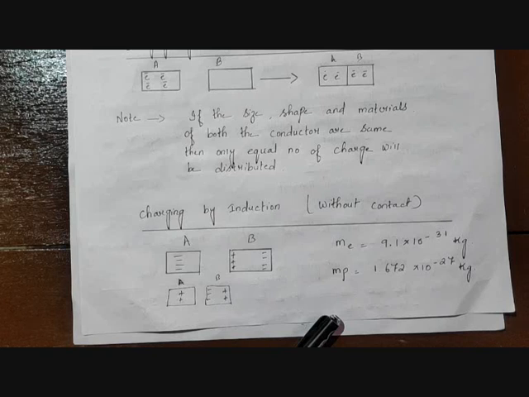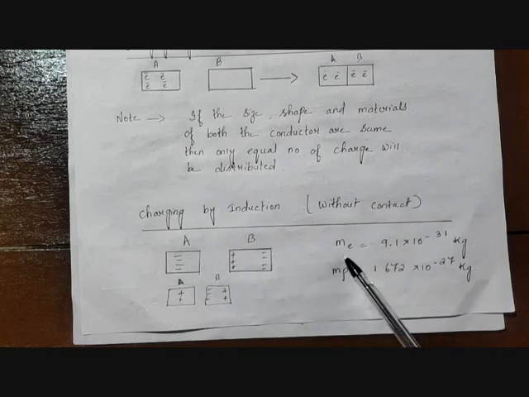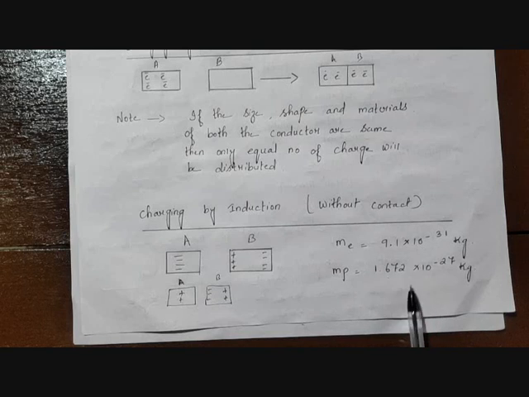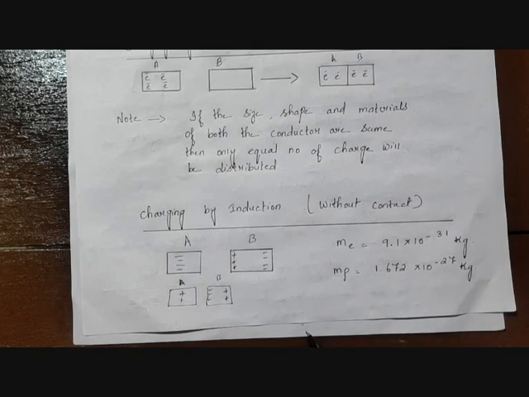Why? Can you see here? I have written the mass of electron and the mass of proton. Mass of electron is 9.1 × 10^-31 kg. Mass of proton is 1.67 × 10^-27 kg. So which one is heavy here? Obviously proton is heavy. Electrons are not heavy compared to protons, so electrons are doing all this working. Is it clear?